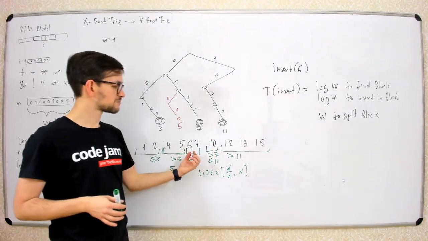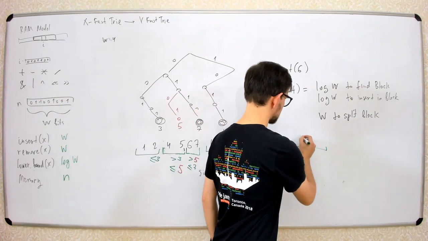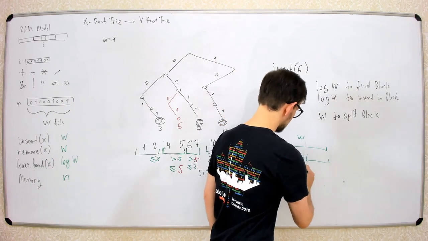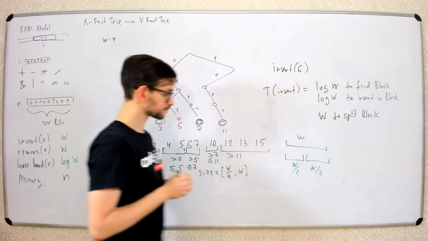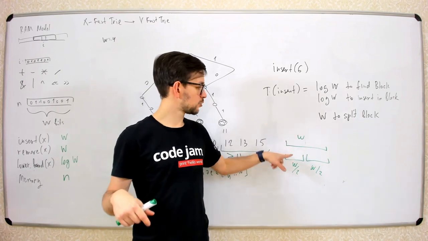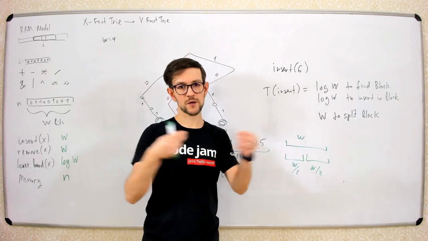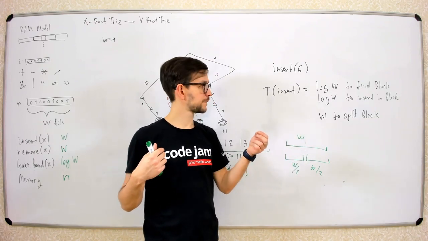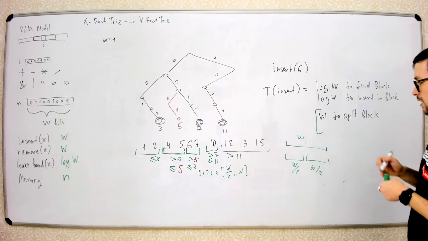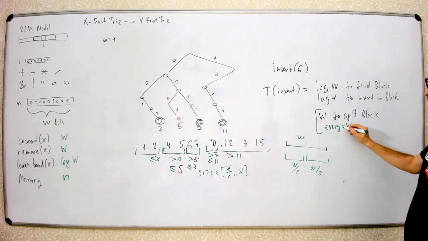So what happens? If I split the block, then now I have two blocks. If the size of this block is W, I split it into two blocks. Now the size of both these blocks is W over 2. Before these blocks overflow again, I need to insert W over 2 elements in these blocks. So the size of these blocks is far away from the next overflow point. So we need to perform this split operation about every W operations.